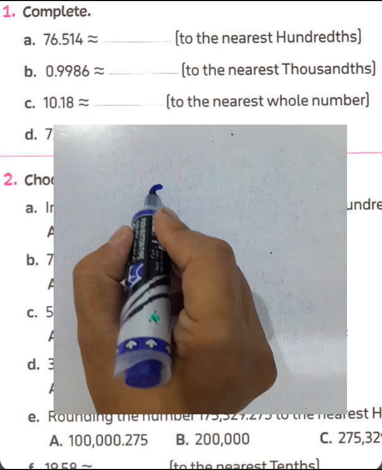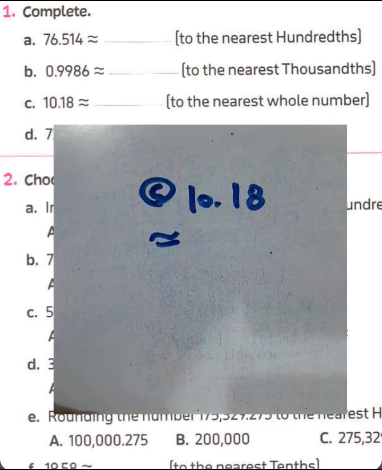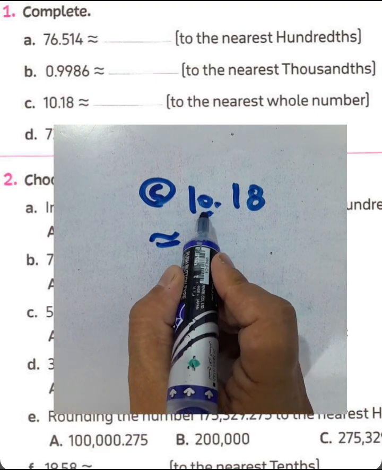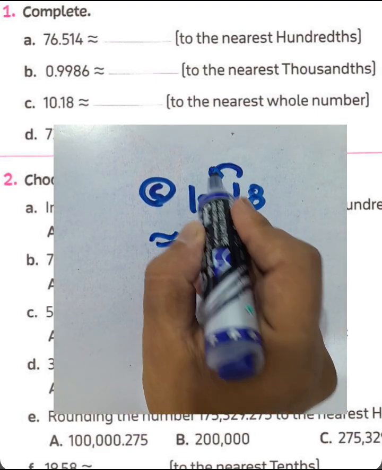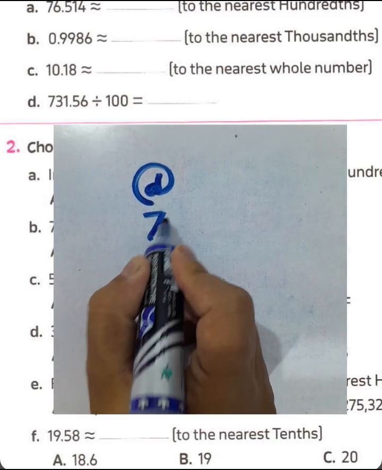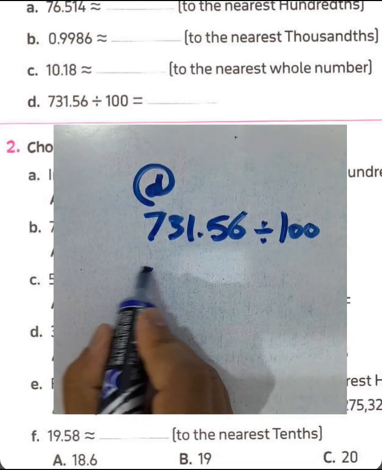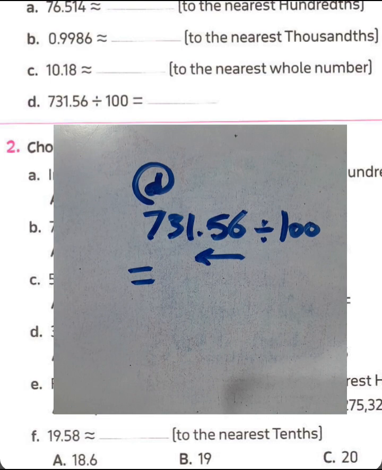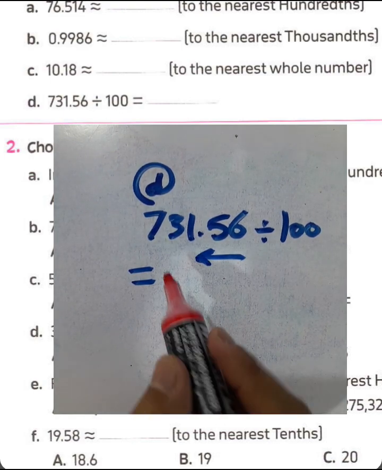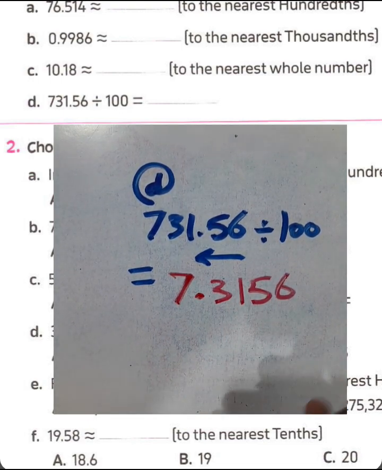Question letter C. 10.18 approximating this number to the nearest whole number, meaning the 0 in the ones place. The 1 can't give 1 to this number, then the result will be 10. Question letter D. 731 and 56 hundredths divided by 100. We must move the point to the left-hand side by 2 digits. Write 7.31, 5 and 6. Move the point to the left by 2 digits because we have double 0 here.